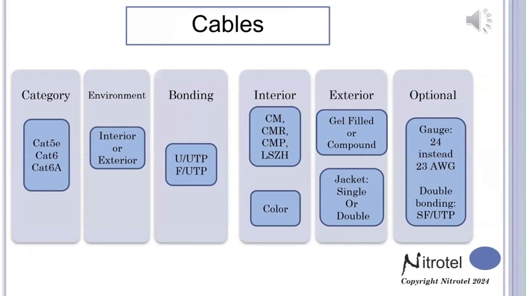Nitrotel offers a wide variety of cable options, including categories of 5E, 6, and 6A, cables for specific environments, interior or exterior, cables with bonding or shielding, either unshielded or shielded type cable, cables for interior applications, including CM, CMR, CMP, and LSZH classified cables in a variety of colors, exterior cables that are gel-filled or compound-filled, and have a single or double jacket, and different cable options as well, including 24 gauge instead of 23 gauge, and double bonding, like shielded with a braid and with foil for UTP cables.